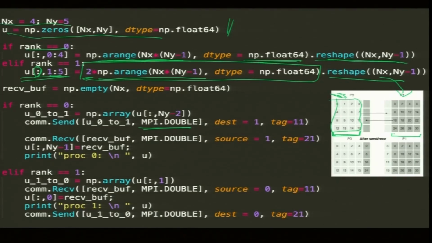Clear? Now, I need to make a receive buffer, where I am going to receive the data. As we discussed, this column will go to the right and this column will come to the left. So, where should I receive it? Create a receive buffer which is empty, but whose size is the number of rows, nx. Also, it is not a good idea to put 4 by 4 in this. Keep it as general as possible.